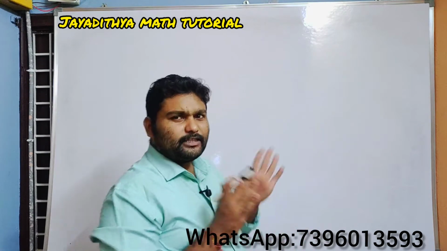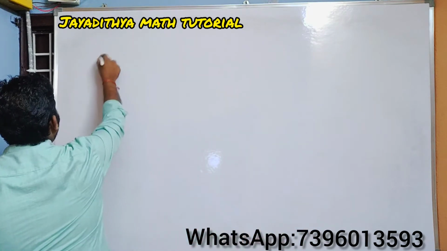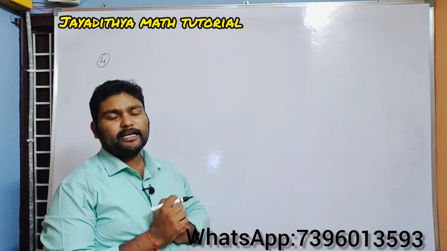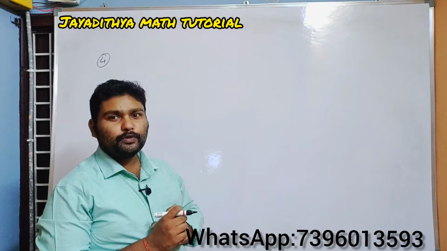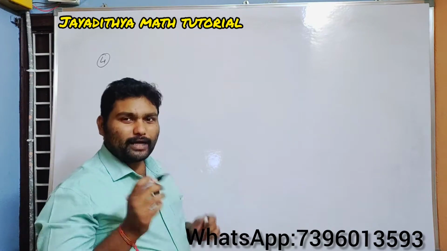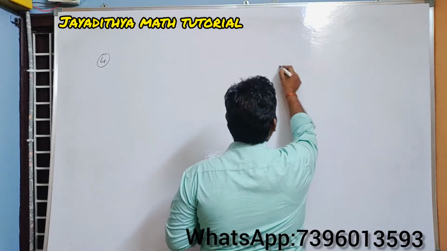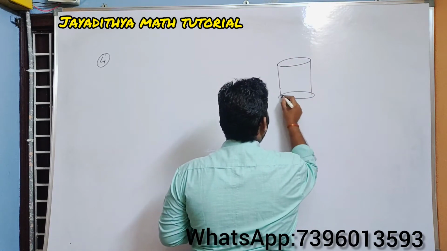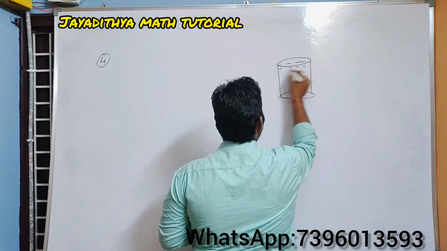Let us not waste time, and get directly into the fourth question of exercise 10.3. Here the problem is related to a cylinder and a cone mounted on a hemisphere. What does the question say? There is a cylindrical tub which is full of water.